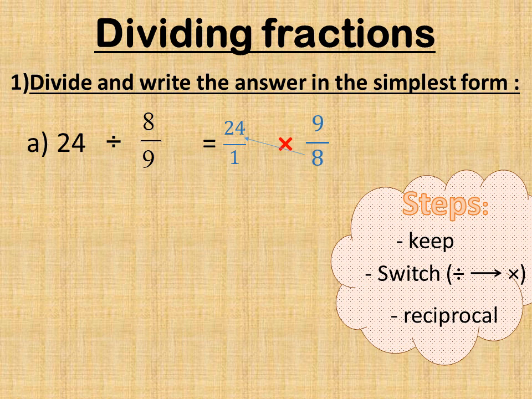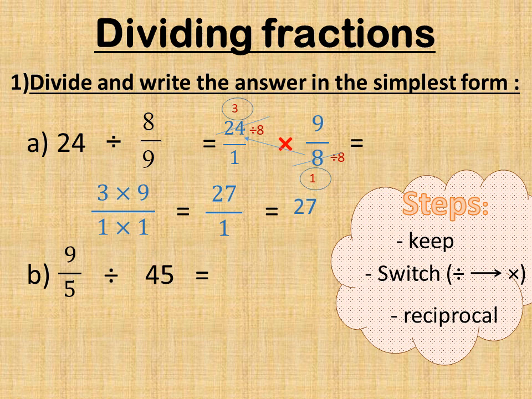Here, 8 and 24. Yes, both of them are in table 8, so we will divide 8 by 8. And now 24 divided by 8 equals 3. 8 divided by 8 equals 1. Now let's check 1 and 9. Can we divide? No, we can't. So the second step, up times up, down times down. 3 times 9 over 1 times 1. 3 times 9 equals 27. 1 times 1 equals 1. Here we have to find the answer in the simplest form. So 27 over 1 as a whole number equals 27.